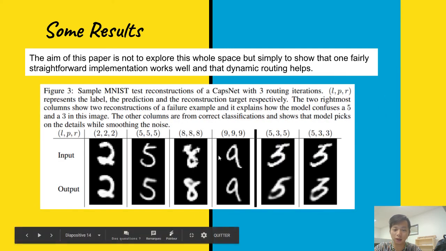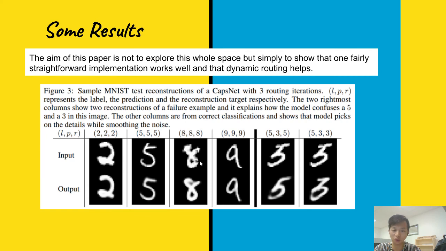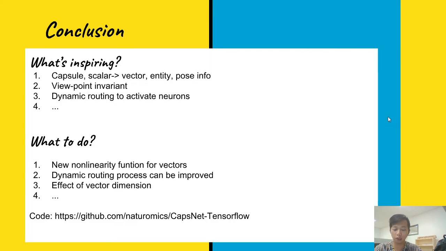And there are some results about reconstruction. For example, in this one we can see that it does not only reconstruct the number, it also filters the noise from the original image. It's a very nice result. However, it only has very good results on MNIST, not really on bigger or more complex datasets. However, I think there are a lot of very inspiring parts in this paper.